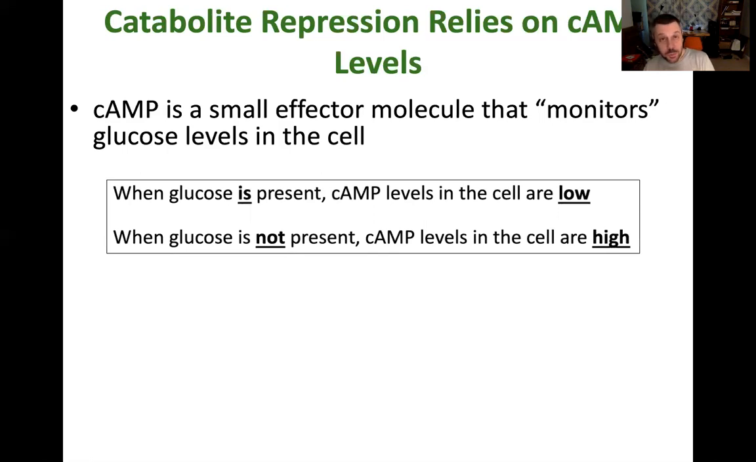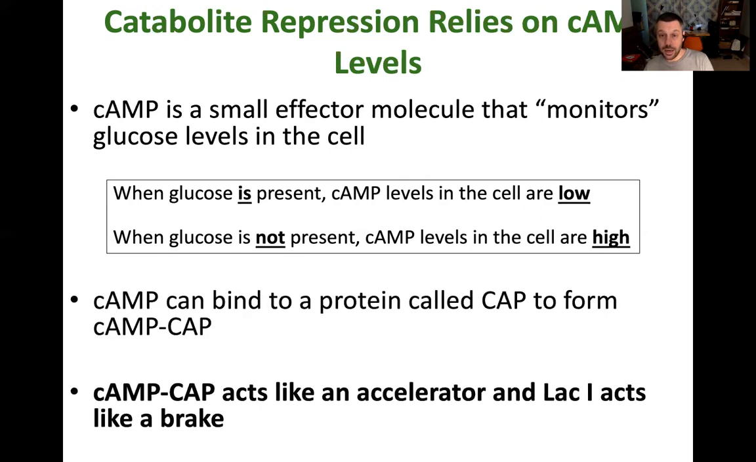Now, when glucose is present, and this is the bit that you have to remember, cAMP levels in the cell are low. When glucose is not present, cAMP levels in the cells go up and are high. The cAMP molecule combines with a protein called CAP to form something called cAMP-CAP, which is just them bound together.